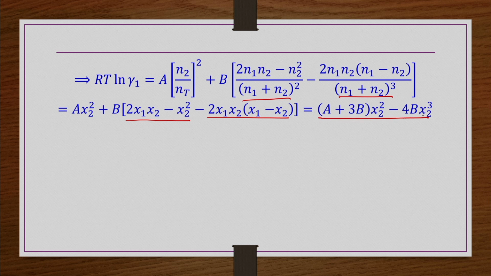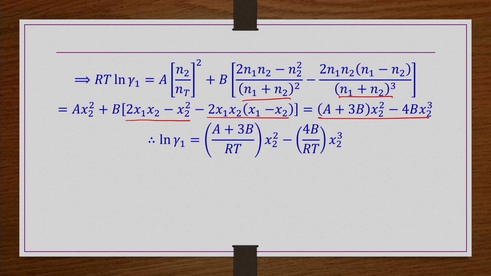When you simplify, you will get A plus 3B x2 square minus 4B x2 cube. That means ln gamma 1 is nothing but A plus 3B divided by RT x2 square minus 4B divided by RT x2 cube.